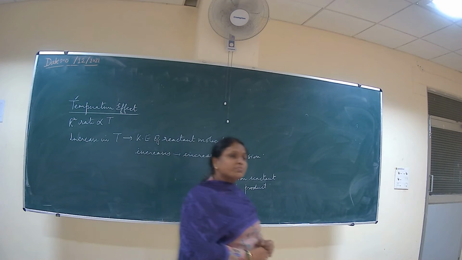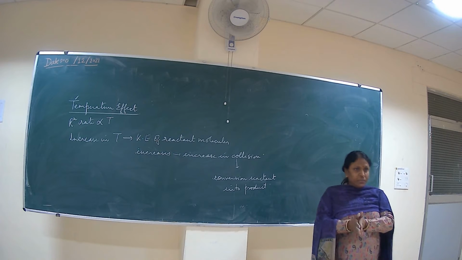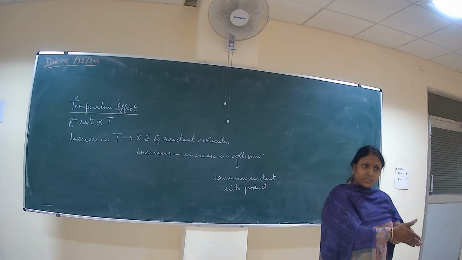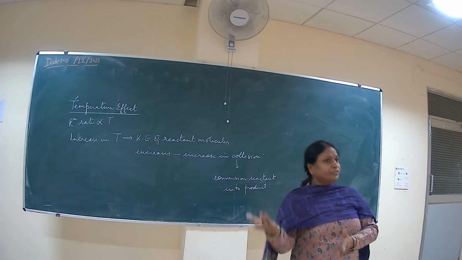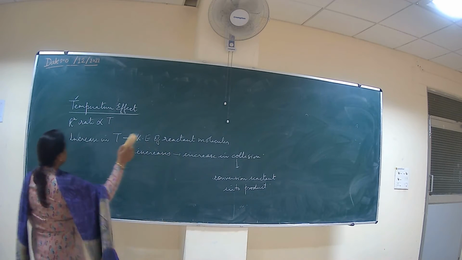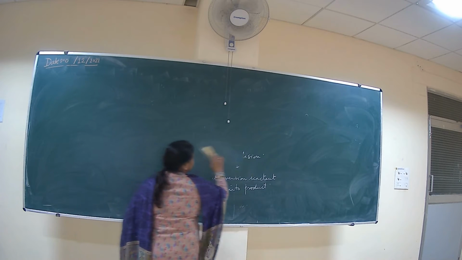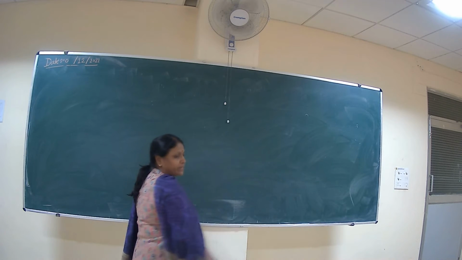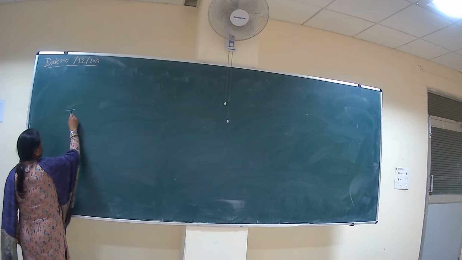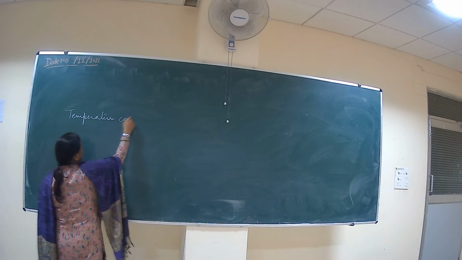So in most of the cases the rate of reaction increases 2 to 3 times, but sometimes in some reactions the rate of reaction is below 2, that is less than 2 times, or above 3, means greater than 3 times. Okay. So to measure this, we have a temperature coefficient which tells about the increase in the rate of reaction, how many folds the reaction rate increases. Temperature coefficient.